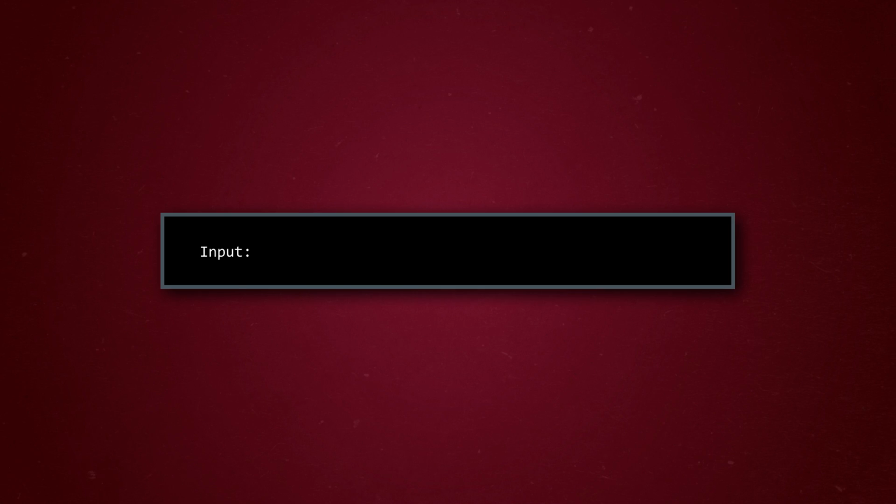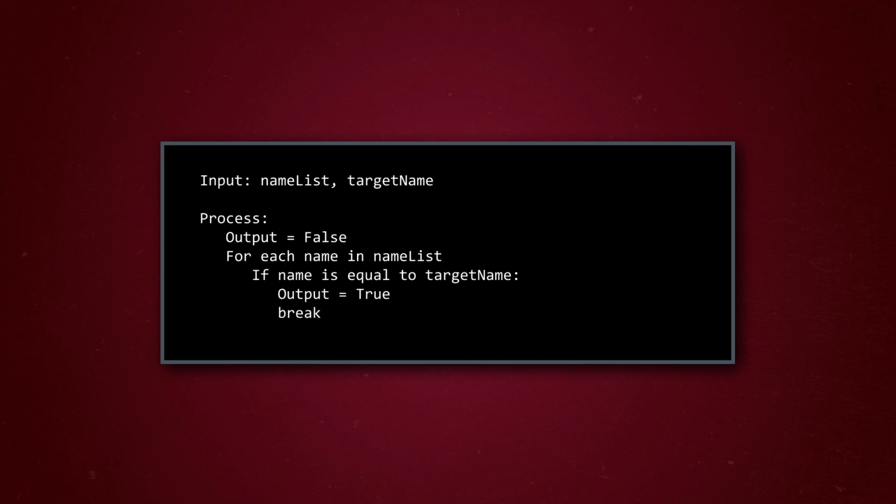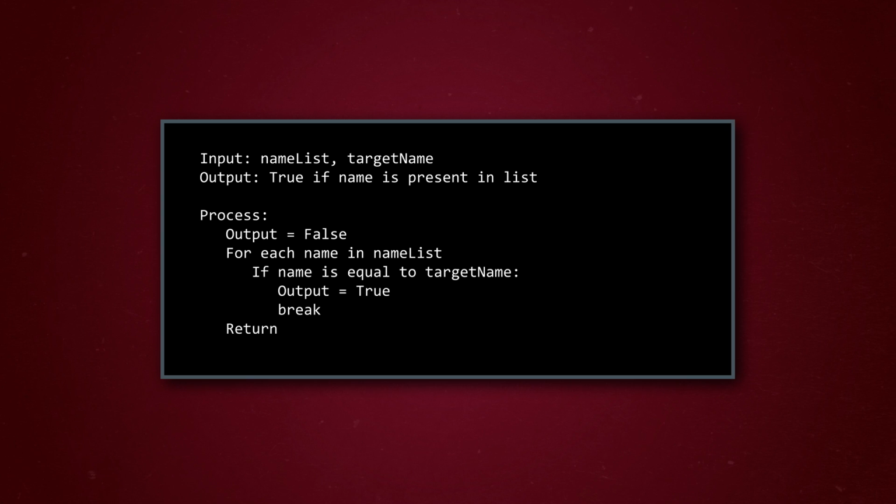In this case, our inputs are the list of student names and the specific name that we're looking for, and our algorithm searches for that specific name by looping through the list and using a Boolean variable that is either true or false to keep going or break the loop. Our output is the value of the Boolean when the loop finishes.